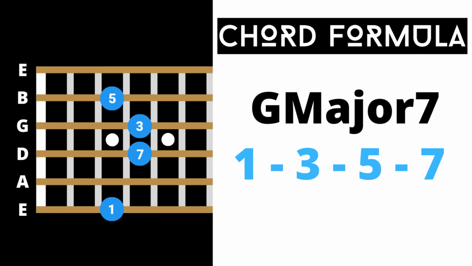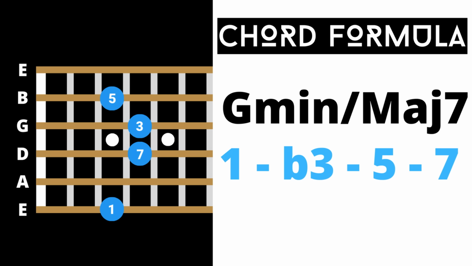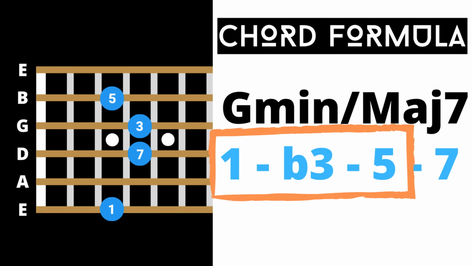Now let's try this one, a G minor major 7. The naming of this chord will tell you that this is a G minor triad, so 1, flat 3, 5, plus a major 7. To play this, all we need to do is flatten the major 3rd in our major 7 chord.